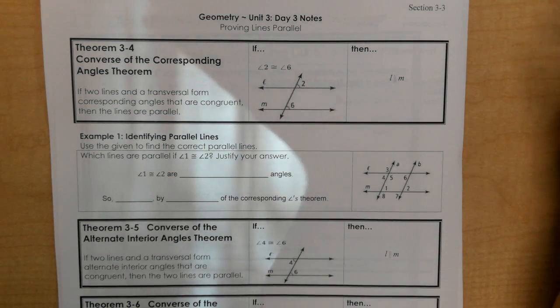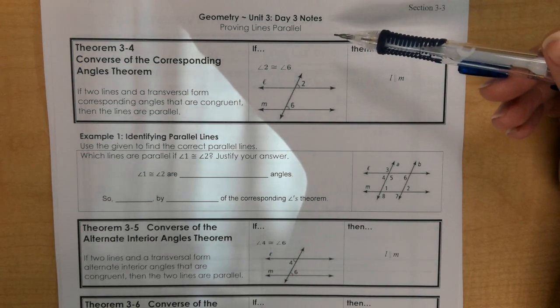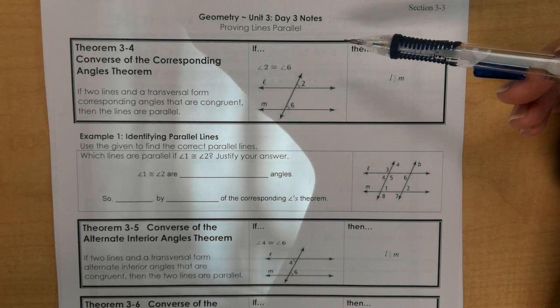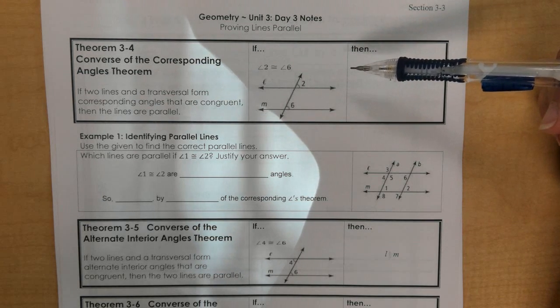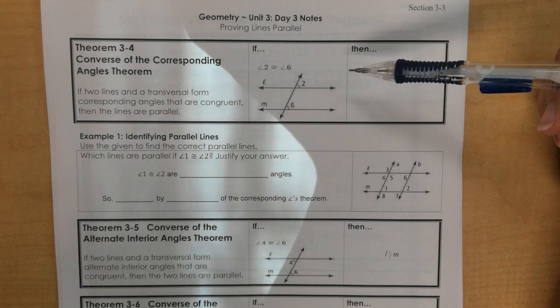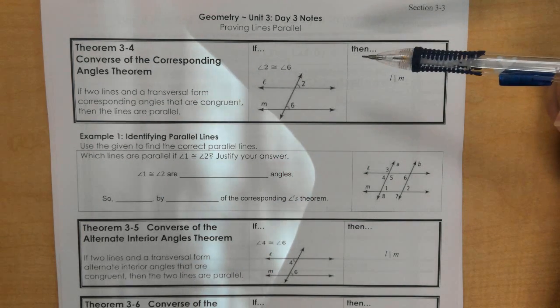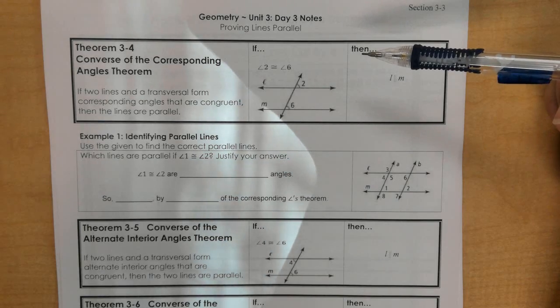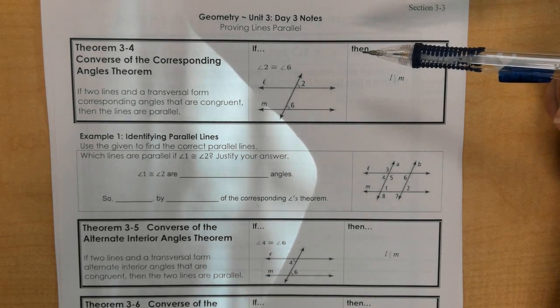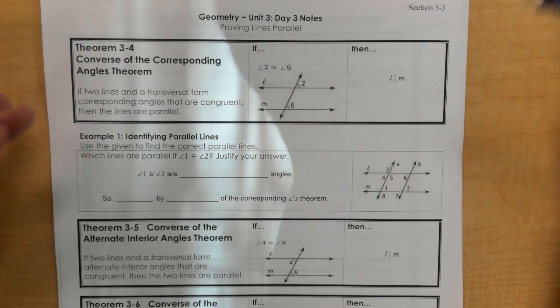For Unit 3, Day 3 notes, this is basically the converse of everything that we did on Day 2. So in Day 2, we talked about, if these lines were parallel, then these angles were formed. Now I'm talking about if these angles are formed, we know that the lines are parallel. So we're going backwards in our thinking.